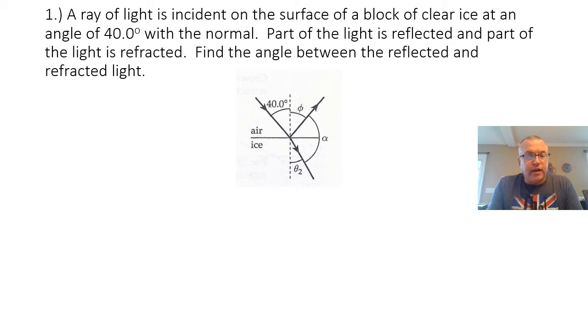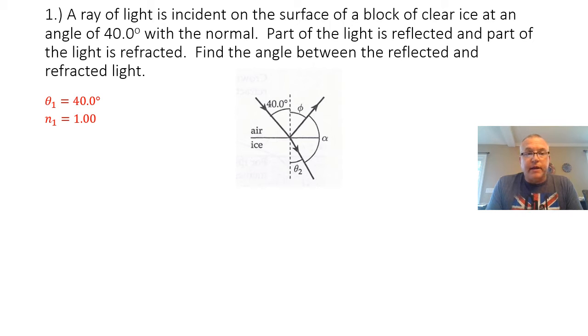All right, let's take a look at our problem. We have a ray of light that is incident on the surface of a block of clear ice at an angle of 40 degrees with the normal. Part of the light is reflected and part of the light is refracted. Find the angle between the reflected and refracted light. So we are given my initial angle of incidence of 40 degrees. I know that the index of refraction for air is 1.00.